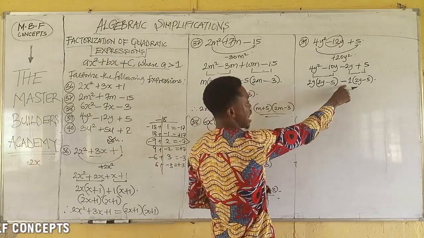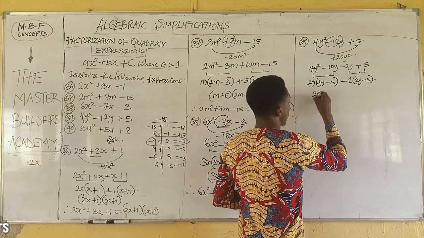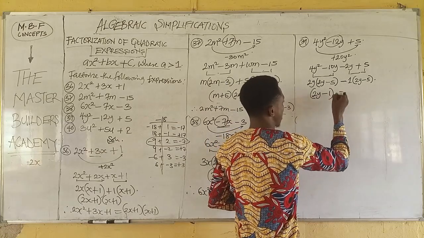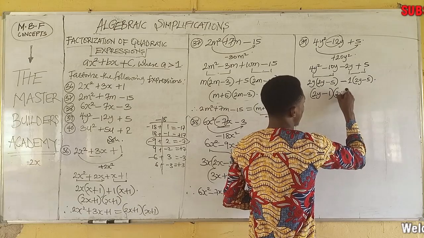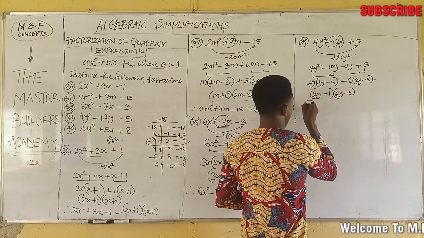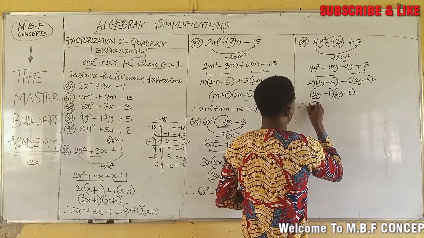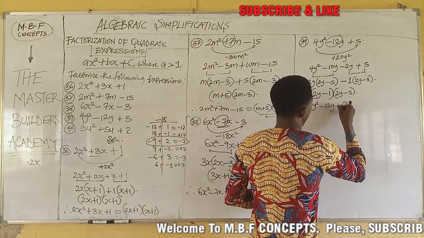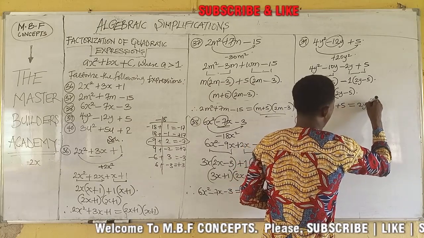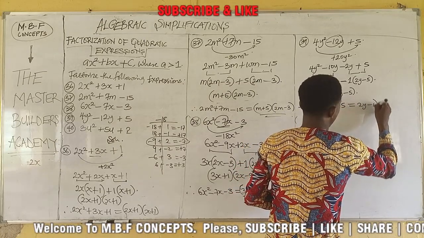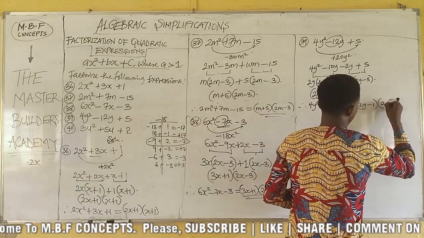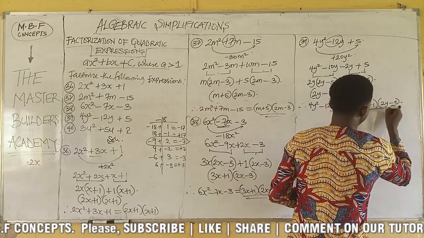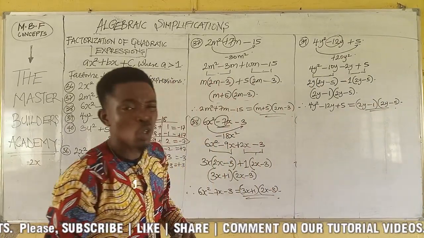We have 2y and minus 1. Then we have 2y and minus 1 to form the first bracket, while we now pick one of the equal brackets to form the second bracket. Therefore, the answer to this question will be 4y squared minus 12y plus 5 is equal to 2y minus 1 times 2y minus 5. This is the answer to question number 39.